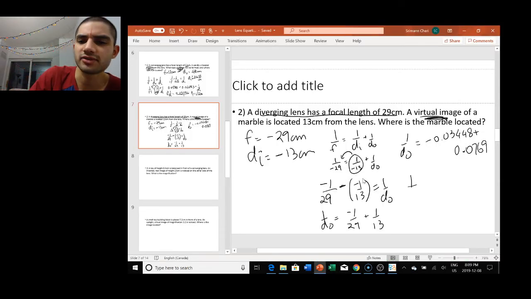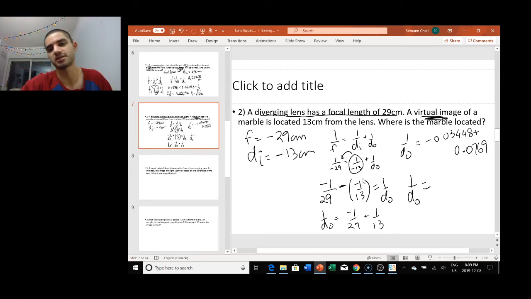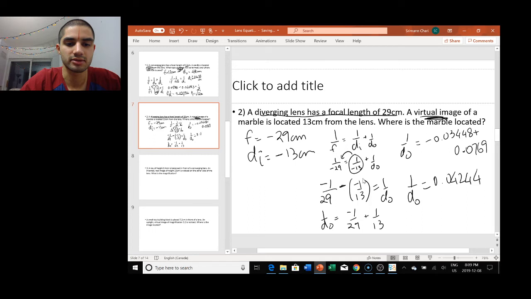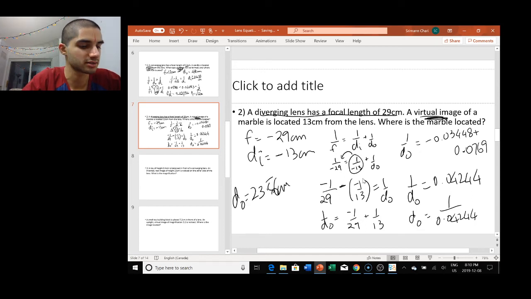And just finish this little thing up, because this is the last real type of question apart from magnification. 0.04244, and then we know we have to flip these. So 1 divided by that gives us DO of 23.56 centimeters. And that would be our answer.